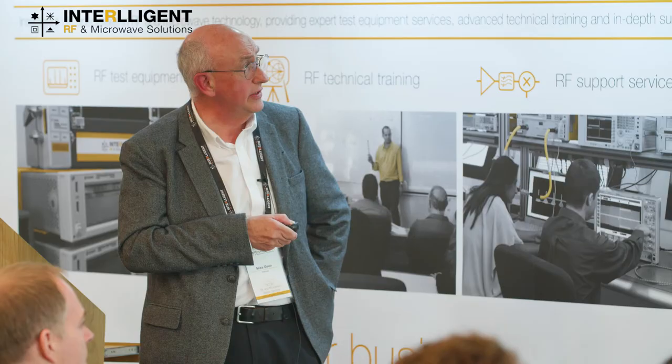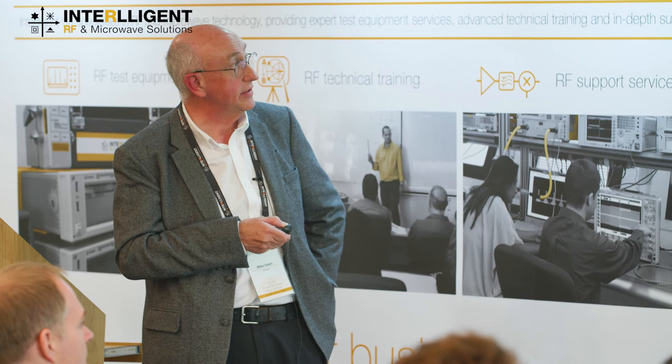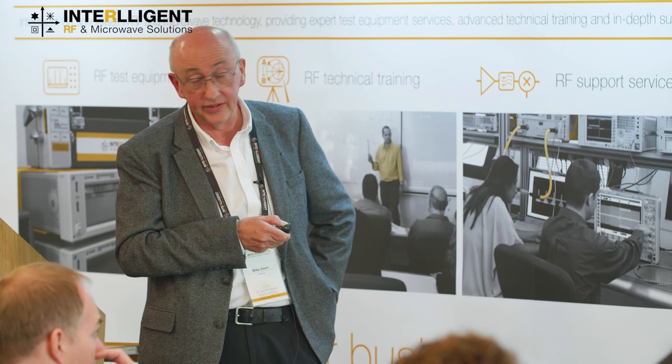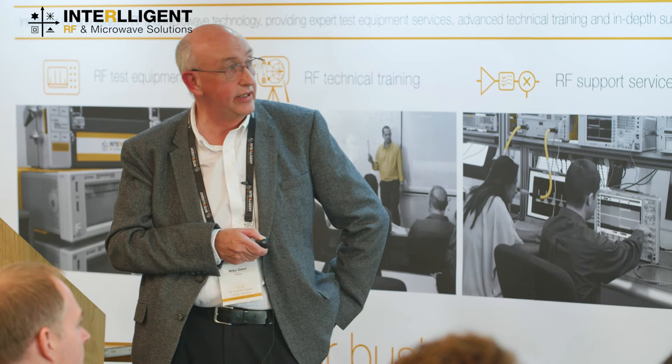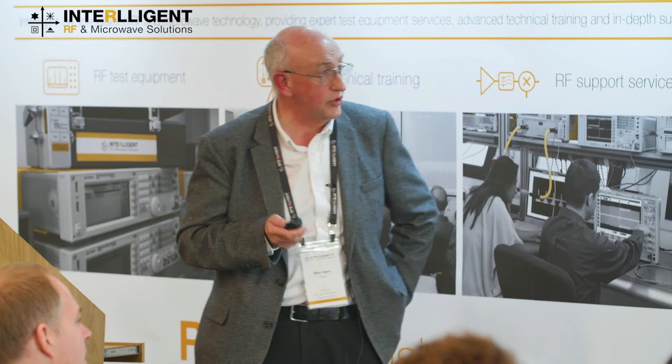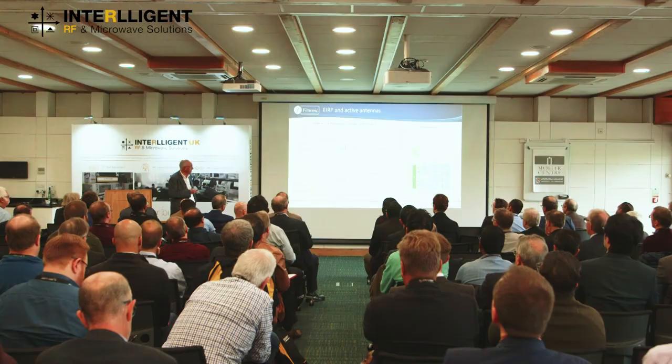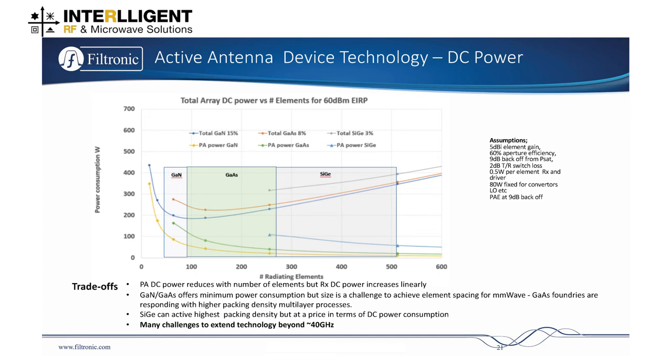Again, looking at where you can get to with the different technologies. With GaN, say you could have 30 dBm as a radiating element. With CMOS, you might be down to 0 dBm. So to get the sort of 60 dB EIRP that you'd need, you're talking about thousands of elements. Which is possible with silicon technology, but the other thing is in terms of power consumption. This again is a fairly well used slide, but it shows the trade-off between the number of radiating elements and the power consumption. So there's a sweet spot, really.